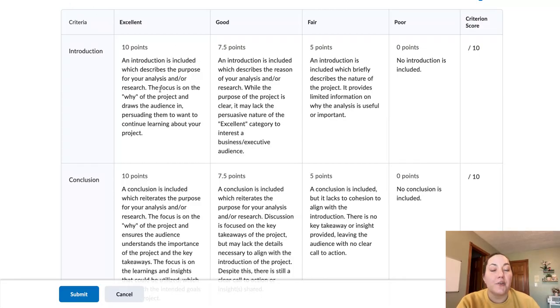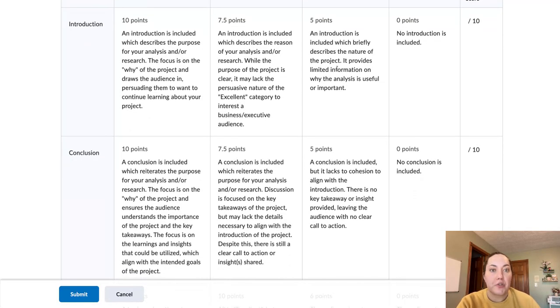So that's the excellent category, is you get them interested and you get them kind of hooked in. The good category, it's slightly less persuasive. You still introduce your project, but it's not really getting them hooked. Fair, you briefly introduce it, but there's not really anything else there. And then poor, there's just no introduction, because the assignment does say you have to have an introduction.